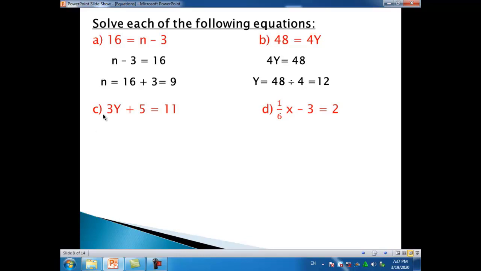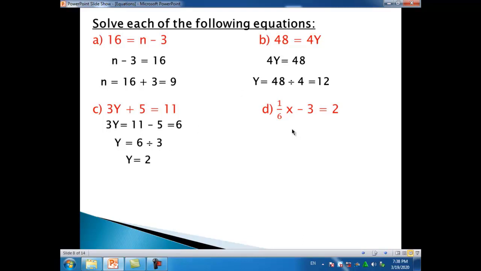Letter C, 3y plus 5 equals 11. Yes, the 5 will go to the other side with minus 5. 11 minus 5 equals 6. So 3y equals 6. The 3 will go to the other side with division. Then y will be 2.